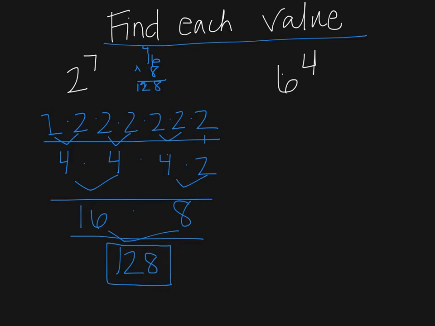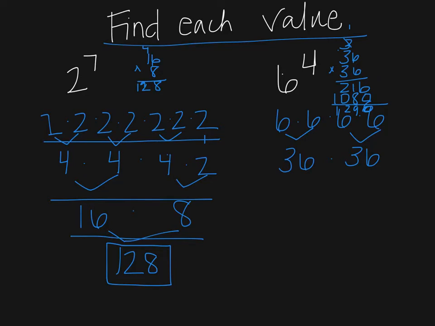Alright, let's try this next one. Now this is going to be a big number. It doesn't appear to be, but 6 times 6 times 6 times 6. So I know 6 and 6 is 36. 6 and 6 is 36, but now here's the tricky part. I have to multiply this together. So when I multiplied that together, I got 1,290 for my answer here.